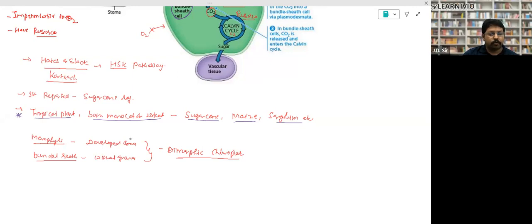Mesophyll cells have chloroplasts with developed grana. Bundle sheath cells have chloroplasts without grana. So these two kinds of chloroplast are found. This is called dimorphic chloroplast. So C4 plants have dimorphic chloroplasts. Why? Because two different kinds of chloroplast are found. The chloroplasts in the mesophyll cell have developed grana, and the chloroplasts in the bundle sheath cell do not have grana. Right. So this is all about the C4 plant.